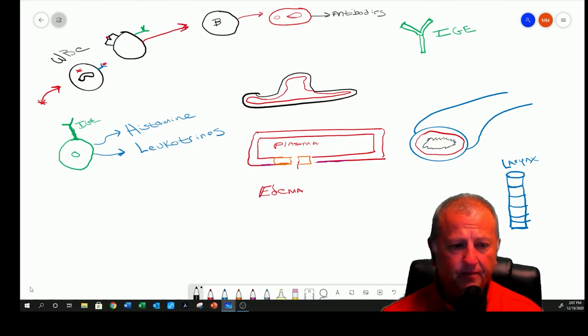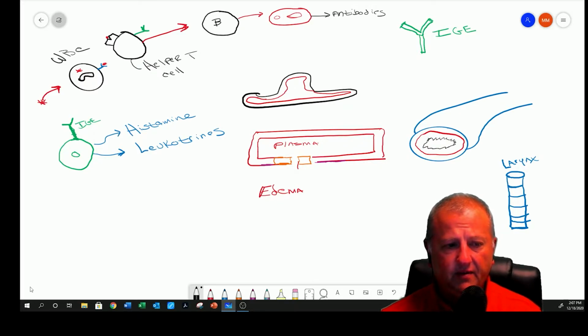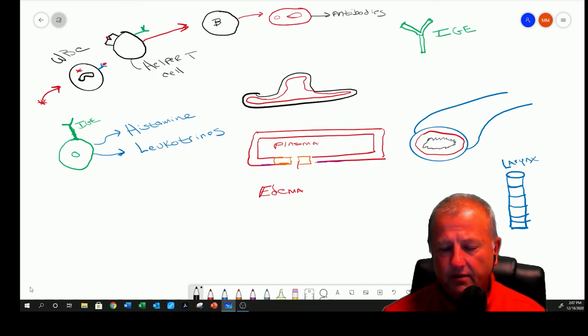This right here is known as a helper T cell. This is a T cell receptor that receives the antigen from the white blood cell, makes a protein out of it, and we send it to the B cell. The B cell then sends it to the plasma cells, where plasma cells make antibodies. The specific antibody problem we have here is an IgE antibody.